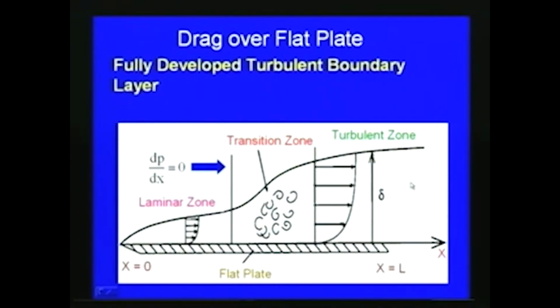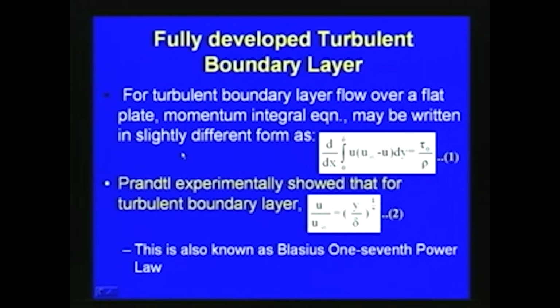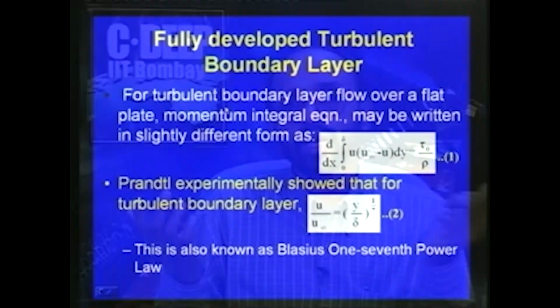We have seen the laminar zone. Now, if the boundary layer is fully turbulent, then we will consider the various equations for the turbulent boundary layer. Now, we have seen, when we discussed the boundary layer earlier, the momentum integral equation.